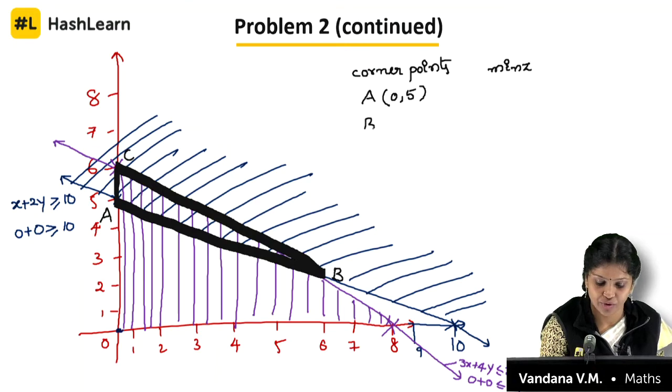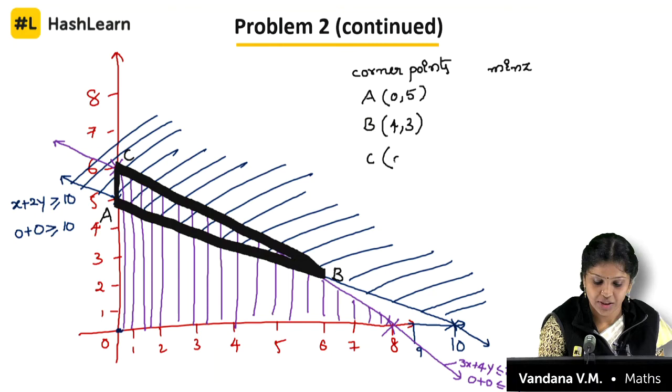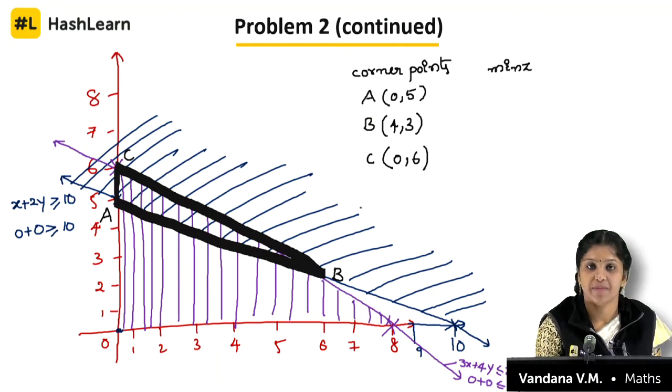Then B I have to solve. If I solve, I will get 4 comma 3. Clear? Yes, Devi Priya, correct. C is 0 comma 6.